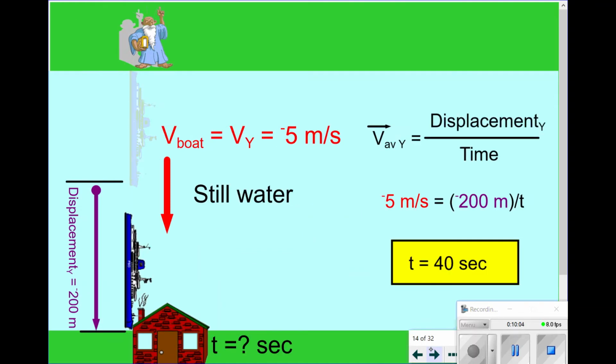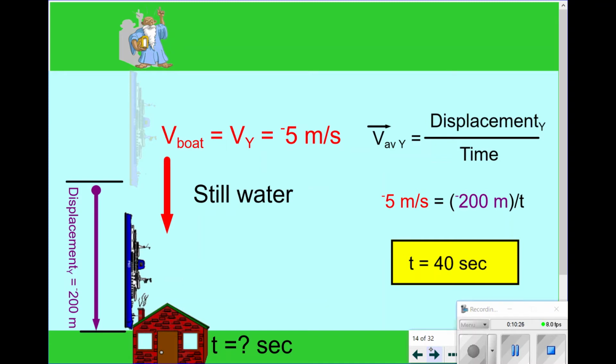And if I was to pretend the water was still, I would see that the boat travels negative 200 meters at negative 5 meters per second, so it takes 40 seconds to go across the river. Now, if the river is moving sideways, that doesn't affect the downward motion. X-axis and y-axis are independent.